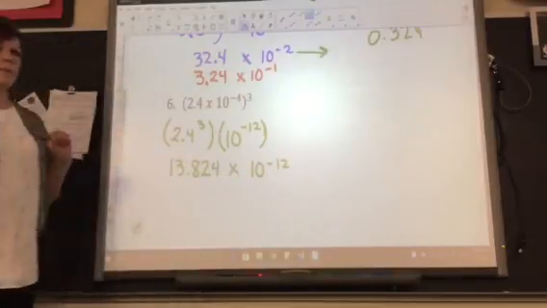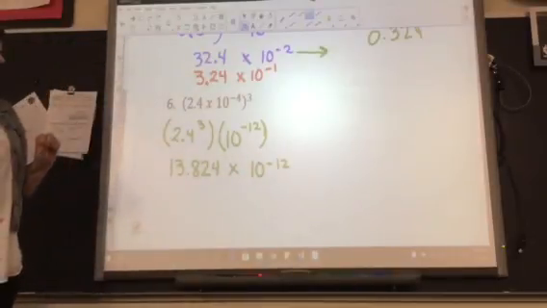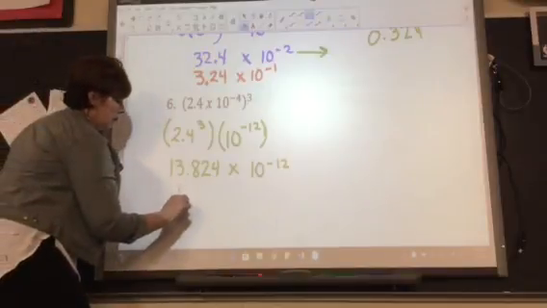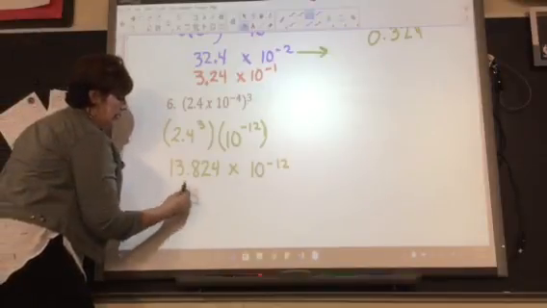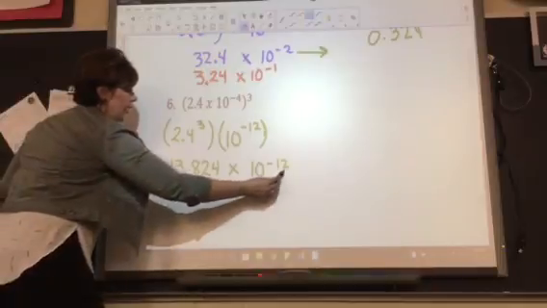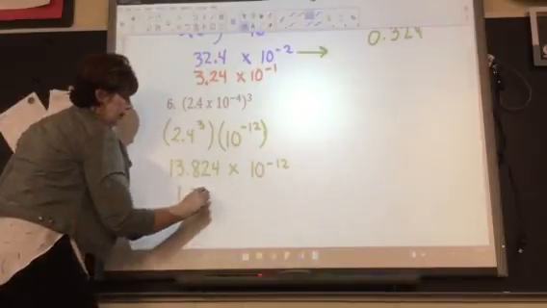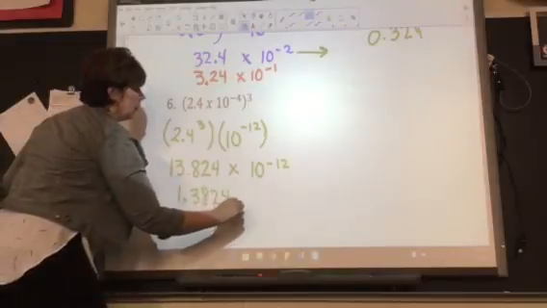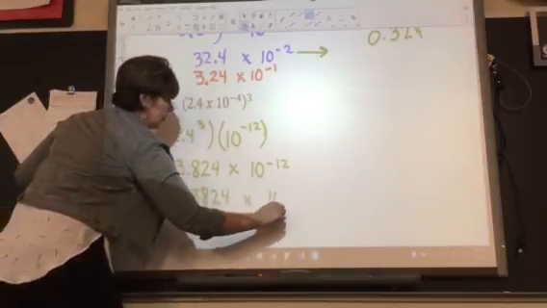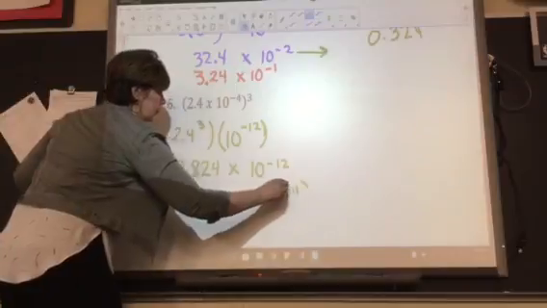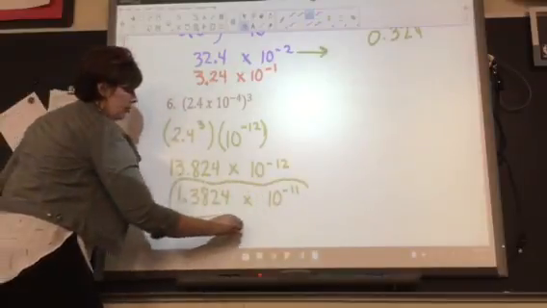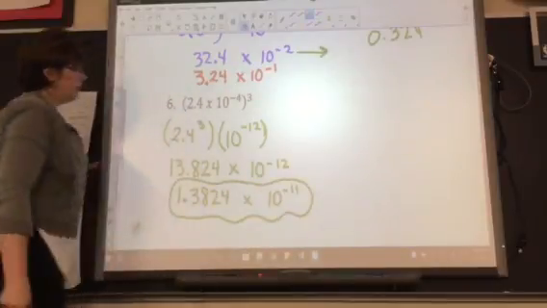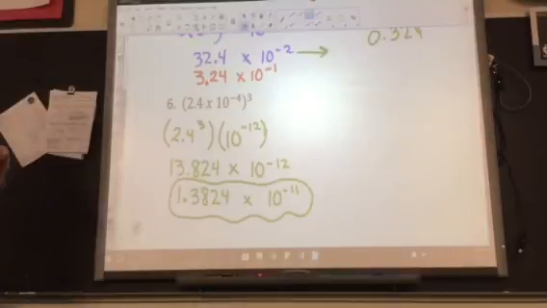Now what? Move the decimal place 1 spot over. So I'm adding a place value here, which means I have to add a positive there. So what's my new exponent going to be? Times 10 to the negative 11. Awesome. Times 10 to the negative 11. So this is my scientific notation.